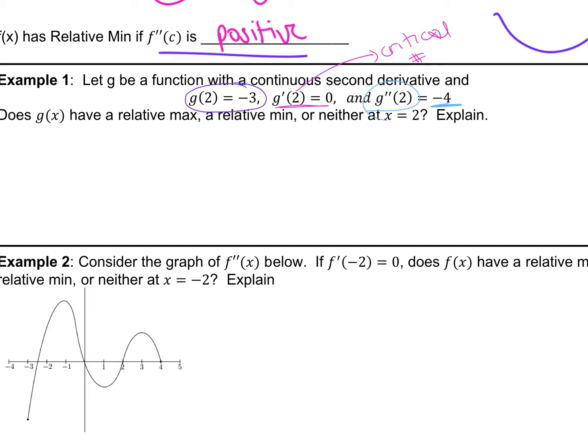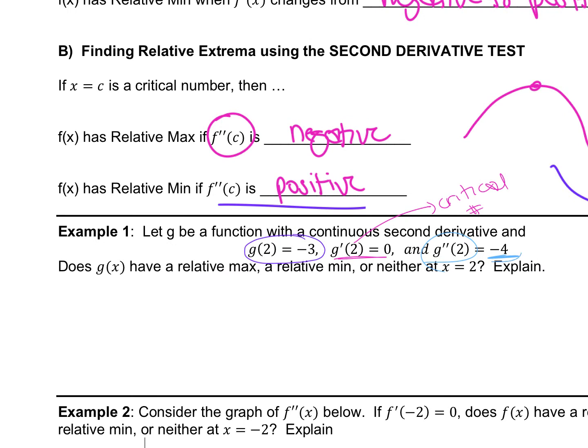Because we are given this is a critical number, we then look and say, okay, the second derivative is what kind of number here? Negative, because it's a critical number and the second derivative is negative. What does that point have to be? It has to be a relative max. So g of x has a relative max. And we know that relative max has a y value of negative 3 at x equals 2. Now, just like every other thing here, we're going to have to explain why.